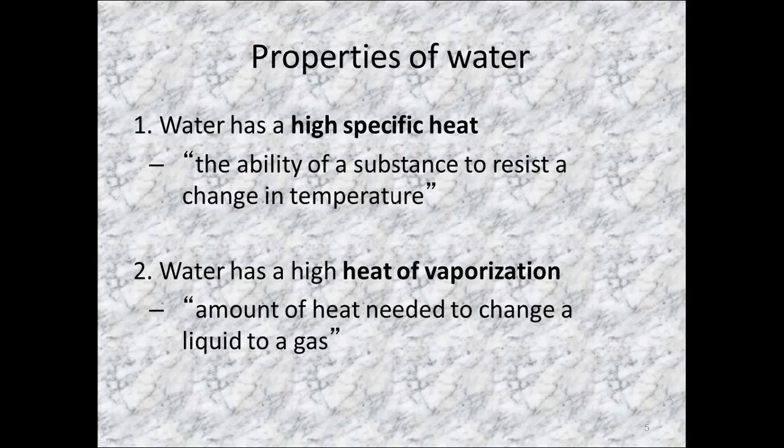Inside a living organism, high specific heat is important because inside each cell is water. And that water absorbs the heat that's created as the cell processes its food, as it reproduces individual organelles within itself. And so a cell can use up a lot of energy, expend a lot of energy, create a lot of heat without itself overheating. High heat of vaporization does the same thing for the body as a whole.